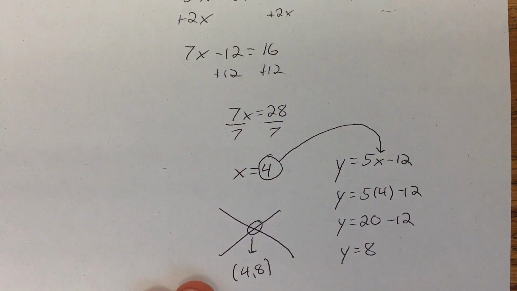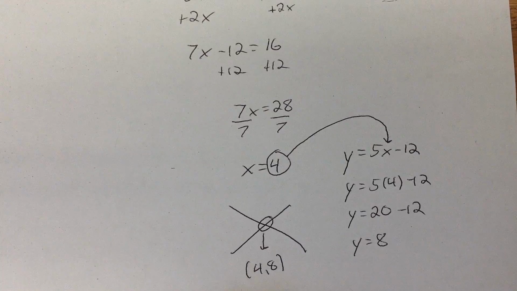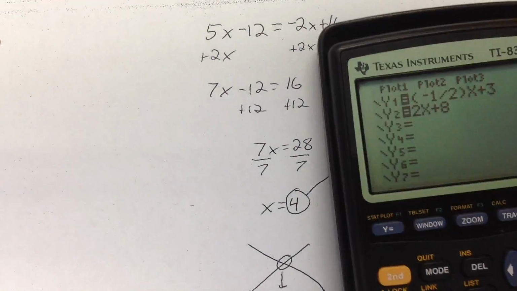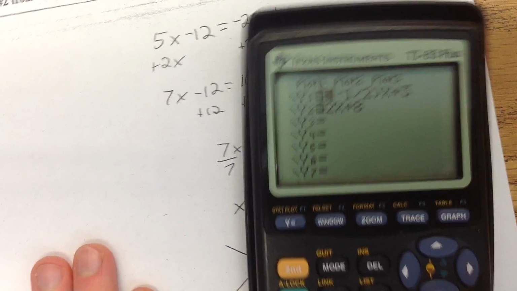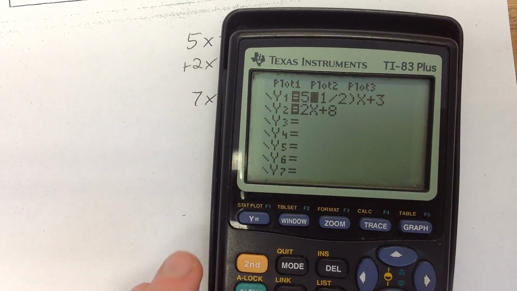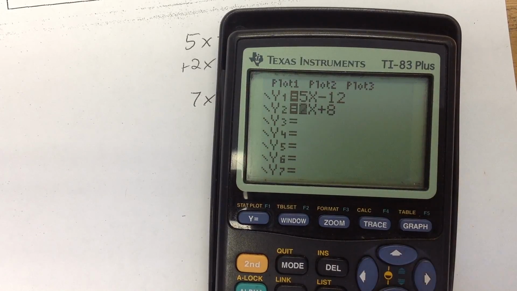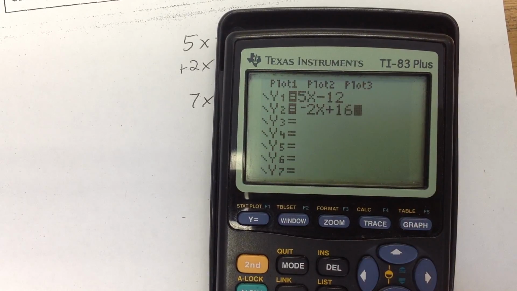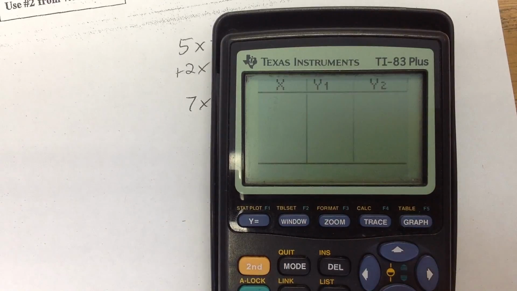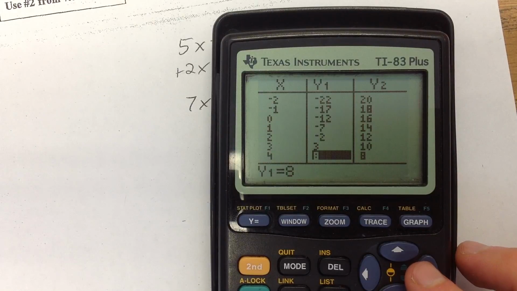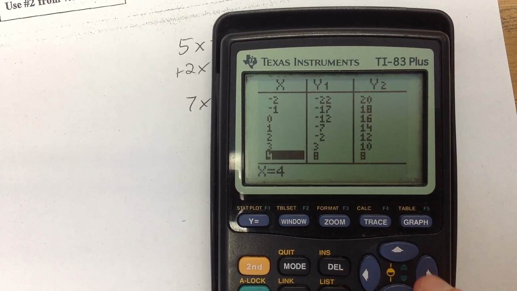That's what this algebra is doing. It's finding the point where those two lines intersect. And again, if we use our graphing calculator and put both of those in there, so if I type in 5x minus 12 and negative 2x plus 16, and then go to my table, you're going to see that when I scroll to 4, both the first equation and the second equation are 8. So that's the point where they meet. That's the point that they share, 4, 8.